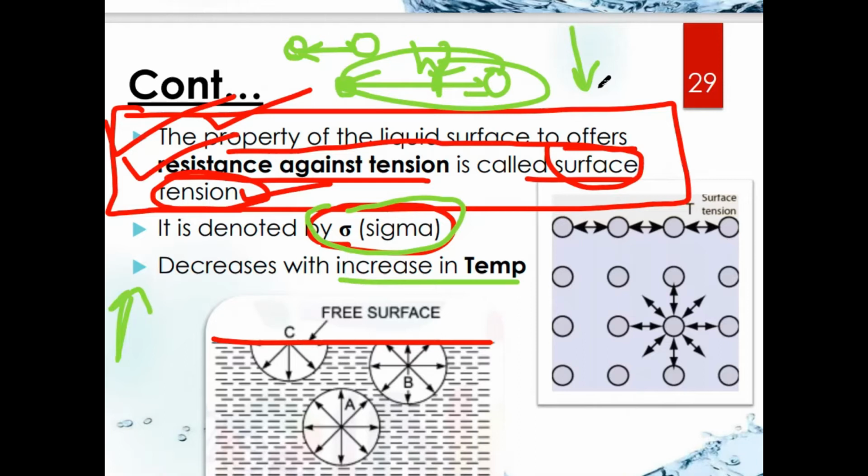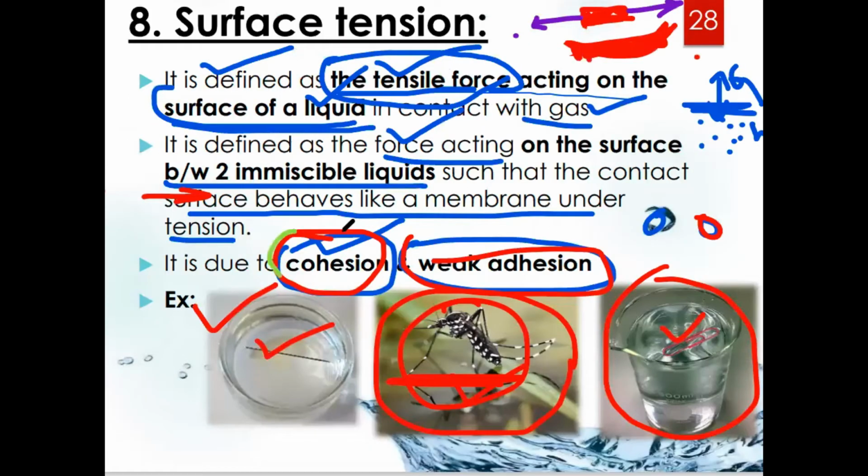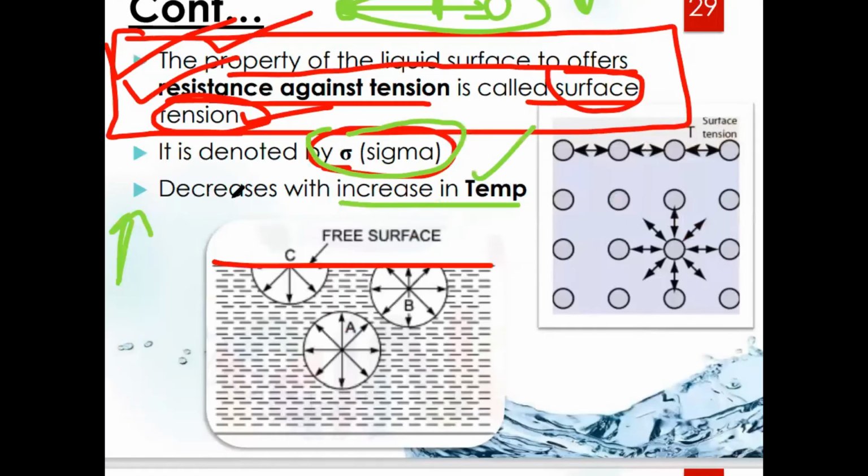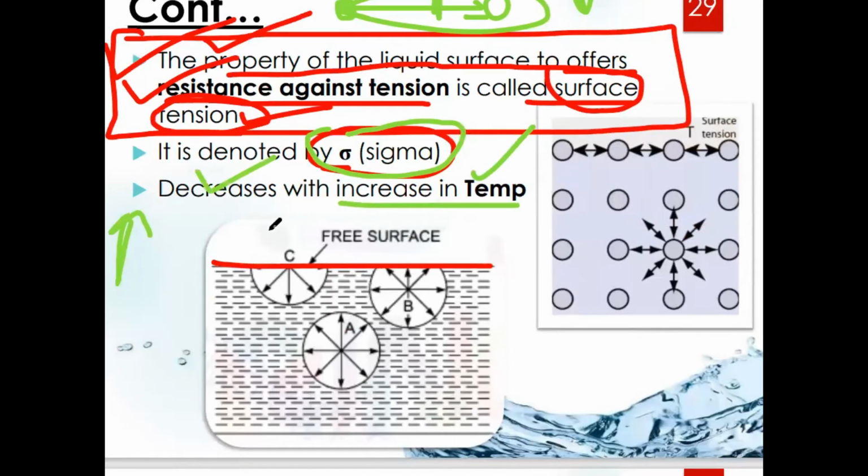Force of attraction decreases means the cohesion is going to decrease. Cohesion decreases means surface tension decreases. As I said, it is due to cohesion. So if temperature increases, cohesion decreases. That's why the surface tension will also decrease.